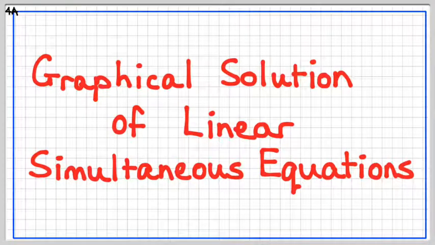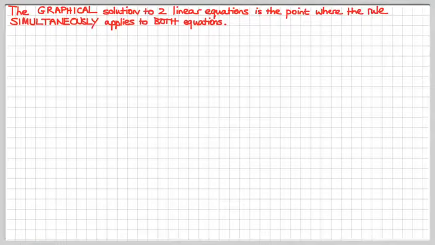Okay guys, graphical solution of linear simultaneous equations. It sounds like a nightmare, doesn't it? Actually, it's really great fun and it's very simple. So let's make a start.